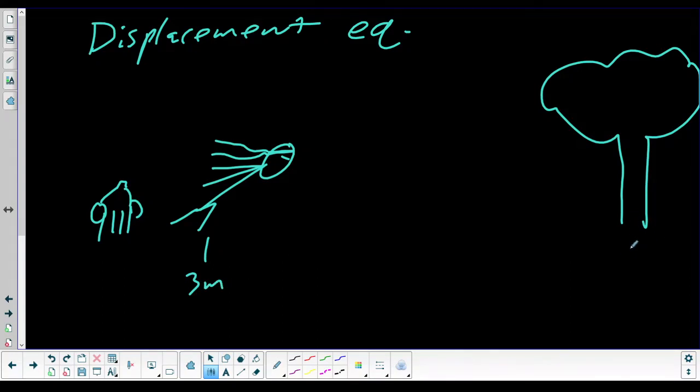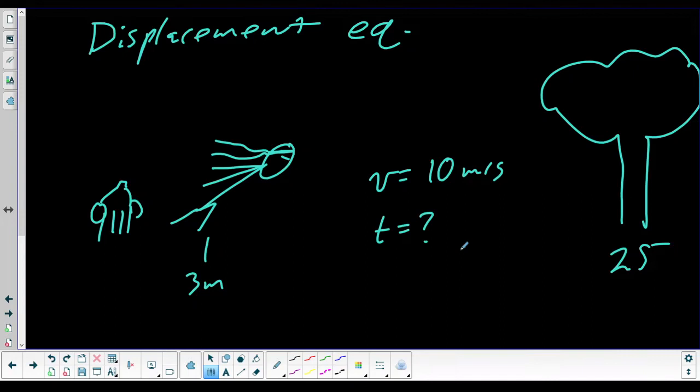We'll say this thing is 25 meters away. And you run at a known velocity. Let's say your top speed is 10 meters per second. That's actually pretty fast. I'd be surprised if you guys could run 10 meters per second. No offense. We want to know how long it takes you to get to the tree. So let's break this down. I understand it's not a word problem, it's a picture problem, but you get the idea.